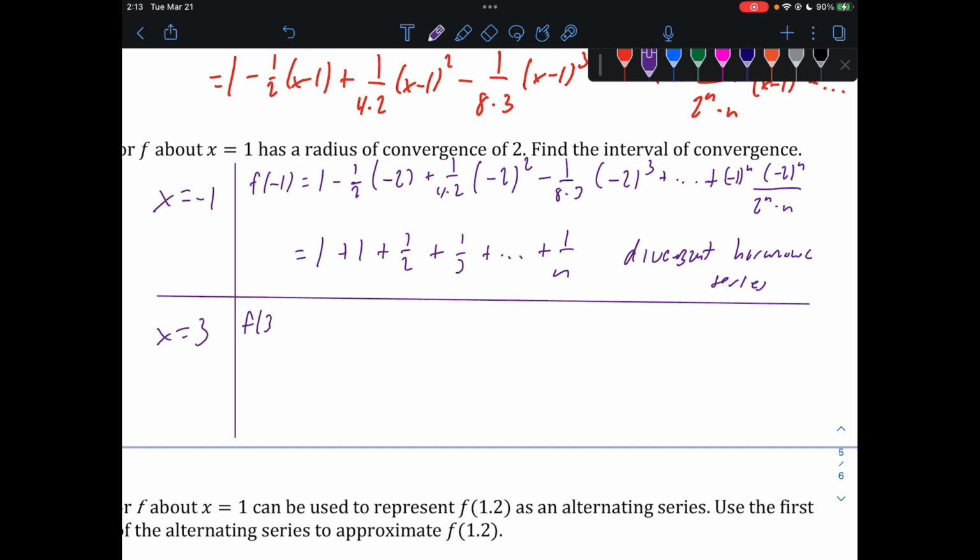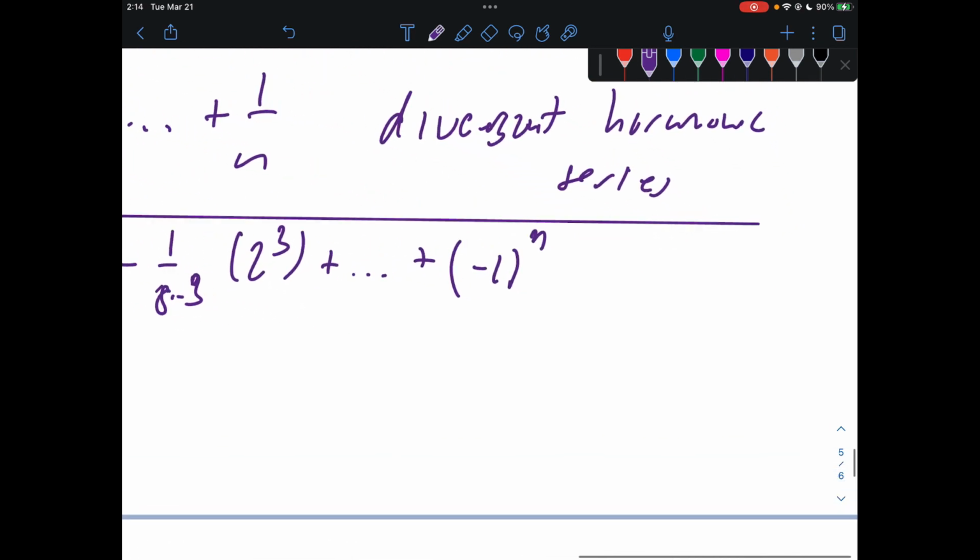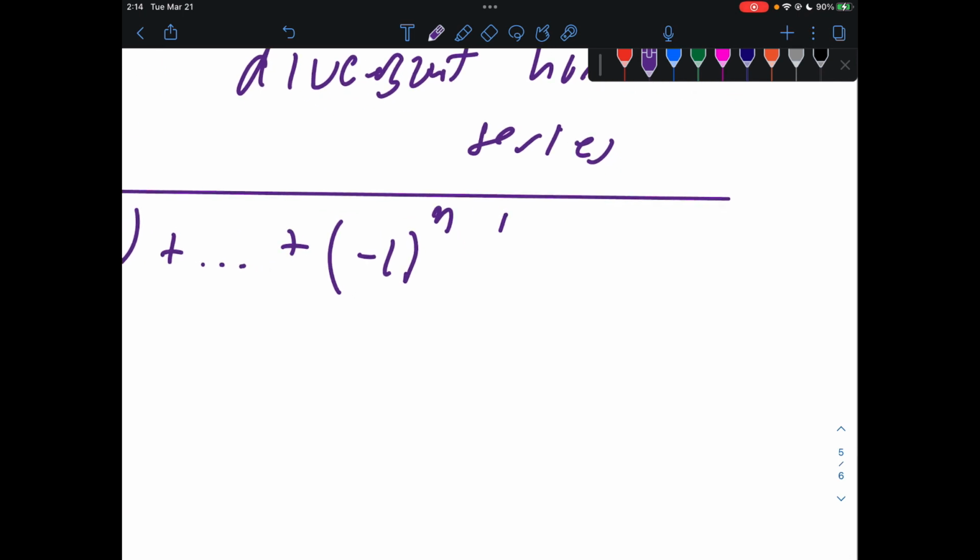All right, f of 3. They love to give ones where one is divergent and one is convergent. 1 minus 1/2 times 2, plus 1/4 times 2 times 2 squared, minus 1/8 times 3 times 2 cubed. And you kind of see where this is headed here as well. It's negative 1 to the n times 2 to the n over 2 to the n times n.